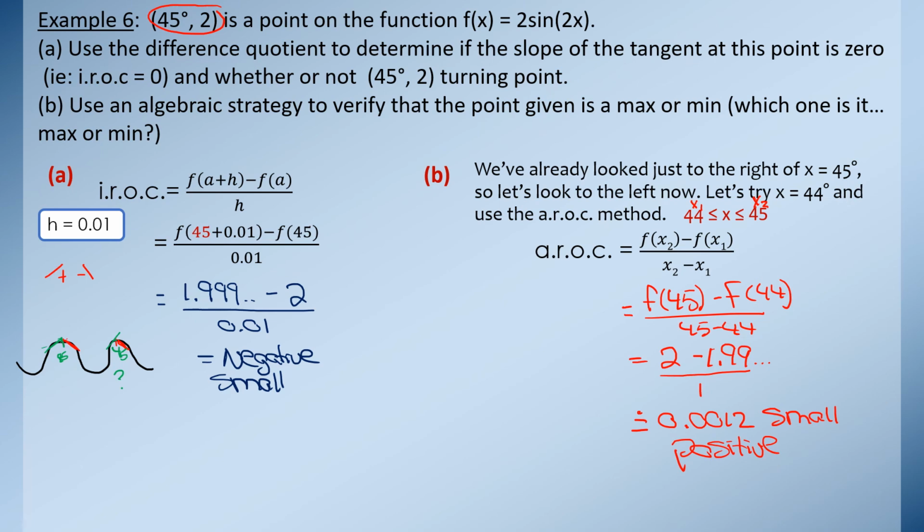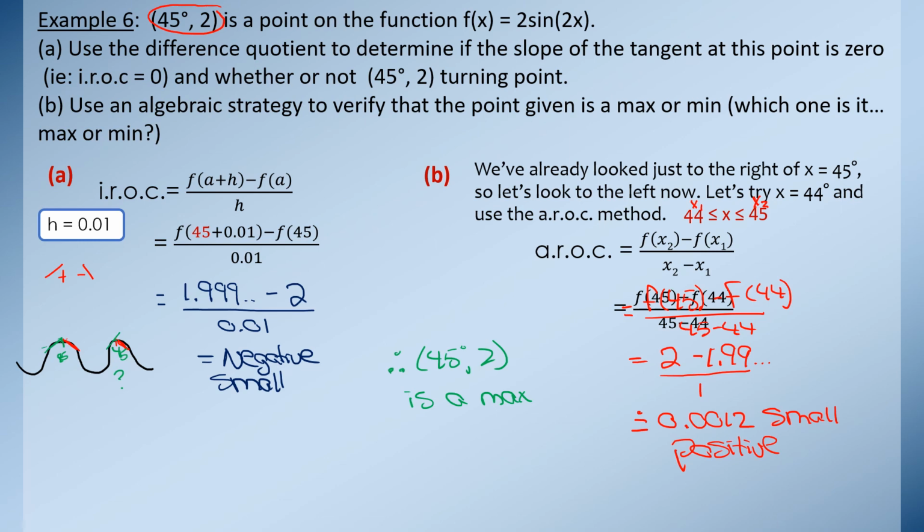So we have used question B, which said use an algebraic strategy to verify that the point given is a max or a min. Which one is it? So we have verified that it is a maximum. Therefore, 45 degrees and 2 is a maximum. And we kind of did part A and B together. They're really the same question. One of them is asking you to prove that it's a turning point, and the other part's asking you, is it a maximum or a minimum? So we kind of did both at once there. We proved them both.